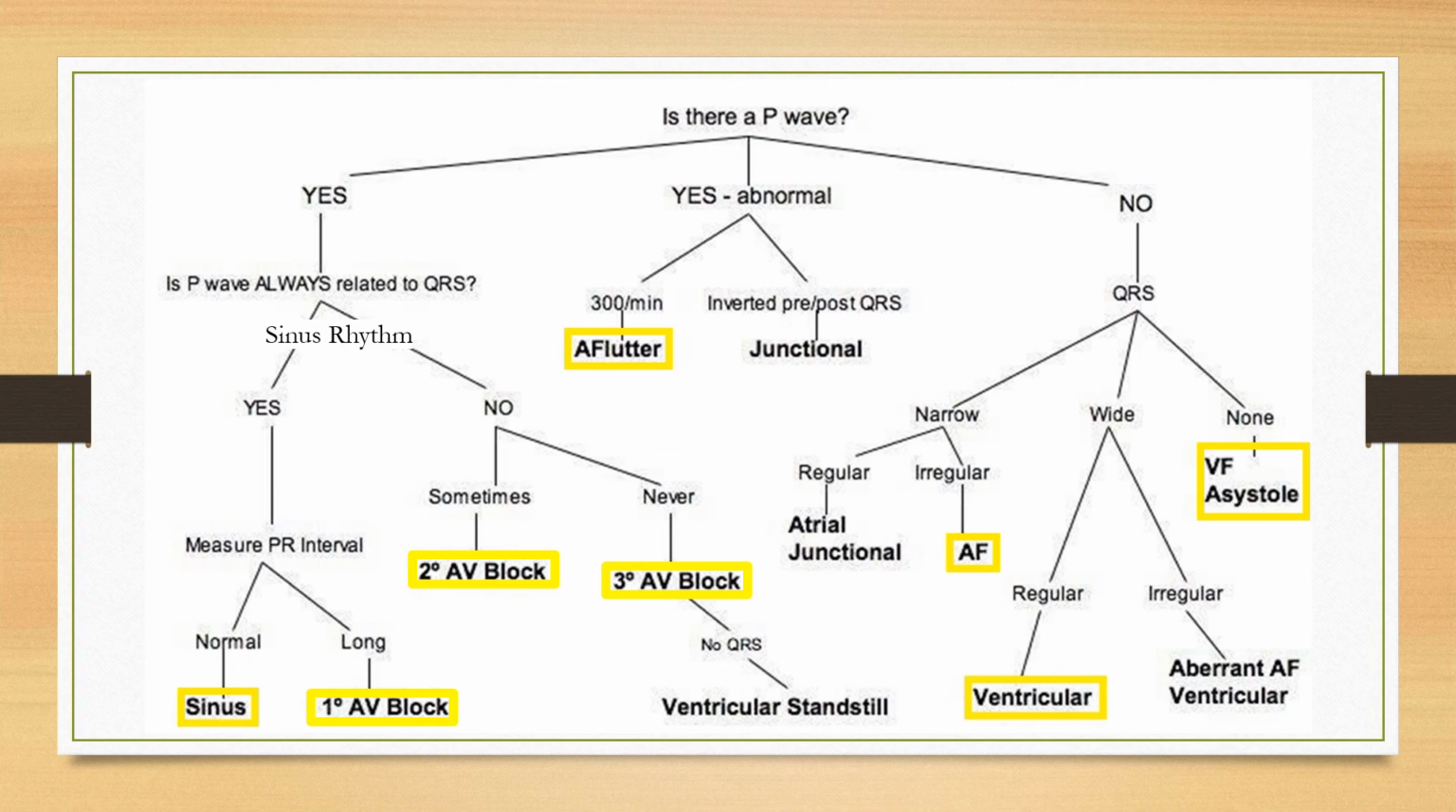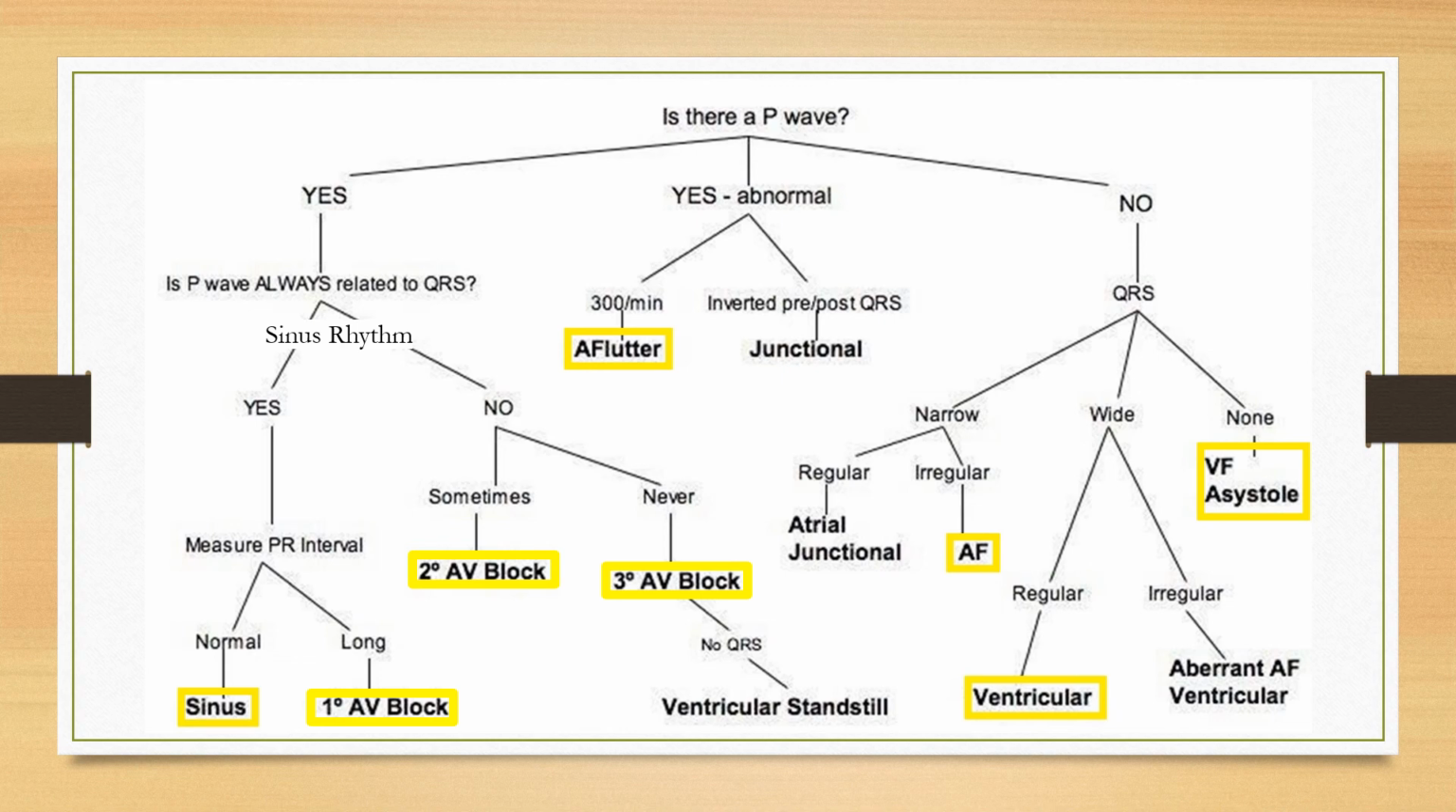Let's go to the top again, the middle one. Is there a P wave? And the answer is yes, I think I see P waves. But there's lots and lots of P waves. Well, if there's lots and lots of P waves, typically around 300 per minute, that's typically atrial flutter. Okay?